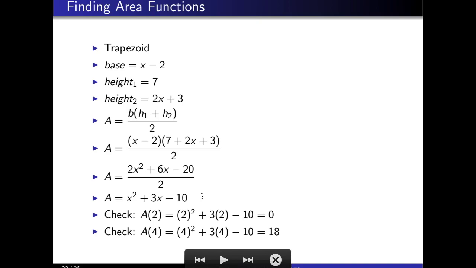And when we evaluate this function at a couple of points just to make sure that everything nicely makes sense, what we'd see is that the area function at x equals 2 is 0. That's good. That's exactly what we want. And also the area function at 4 is 18, and that's also what we want because that's what we just found a moment ago.